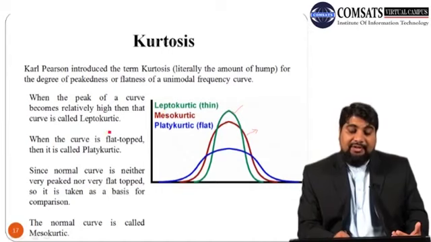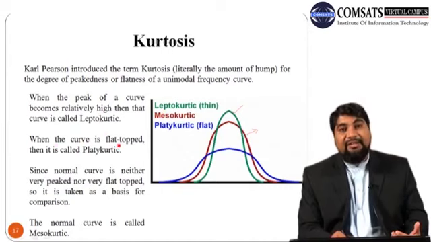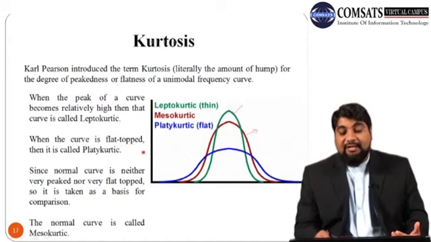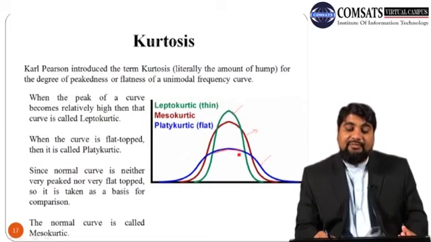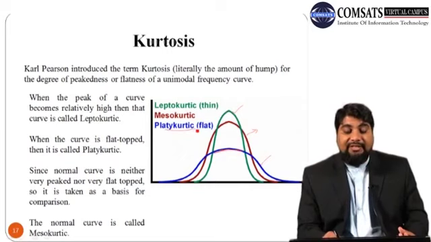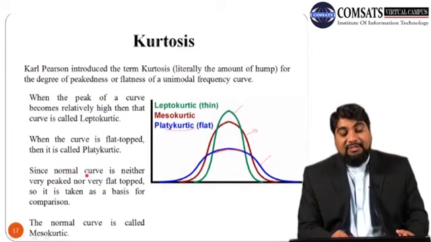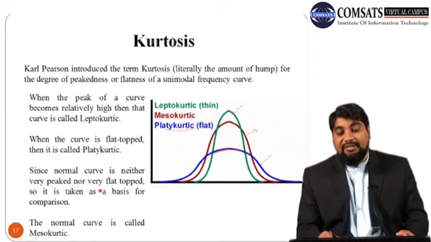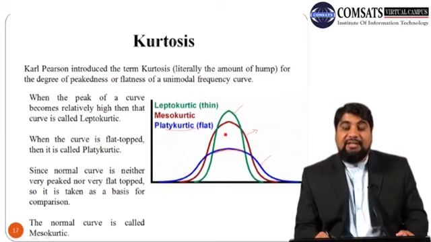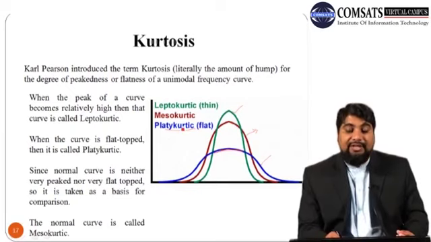When the curve is flat topped, then it is called platykurtic, this third one. You can see that here at the top it is comparatively a flat curve, so it is platykurtic. Since the normal curve is neither very peaked nor very flat topped, it is taken as a basis for the comparison. This middle one is actually the normal curve, so it is called mesokurtic.